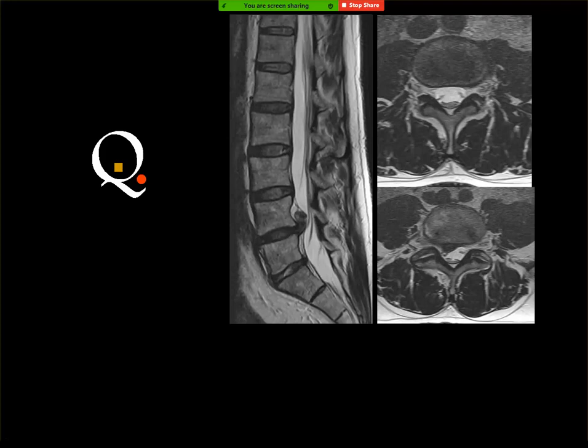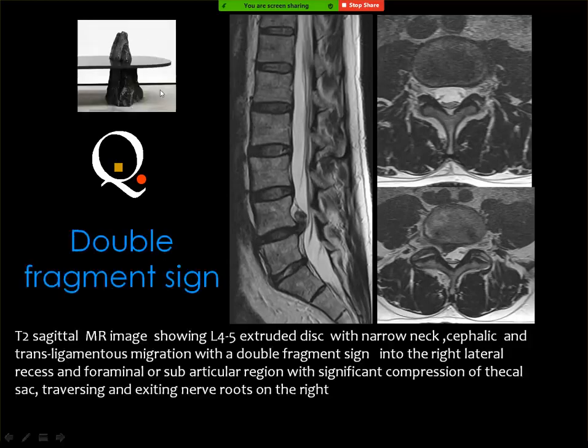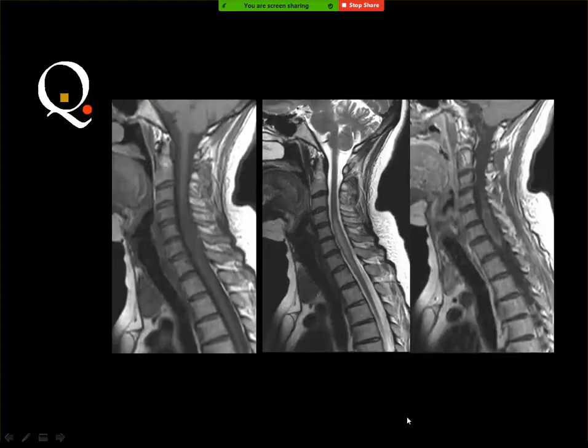Disc herniation with cephalic migration and sequestration. This is important. You remember the double fragment sign. And this is a newly described sign to assess the sequestrated disc, the double fragment sign. Okay. And what do you think of this?